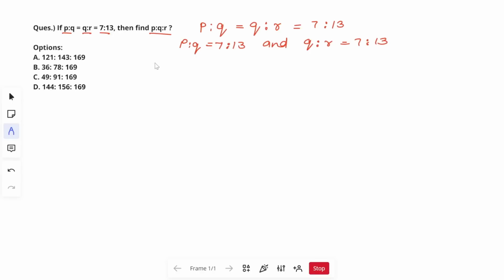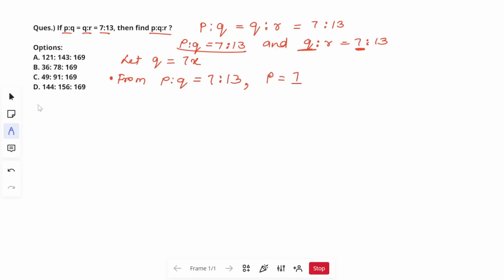Now what we will assume is our value of Q. Let Q be equal to 7x. Q has the ratio 7, so that is why we have assumed Q is equal to 7x. Now we will substitute the values from P is to Q is equal to 7 is to 13, which is the first equation. We are substituting the value of P. So P can be written as 7 by 13 Q, right?